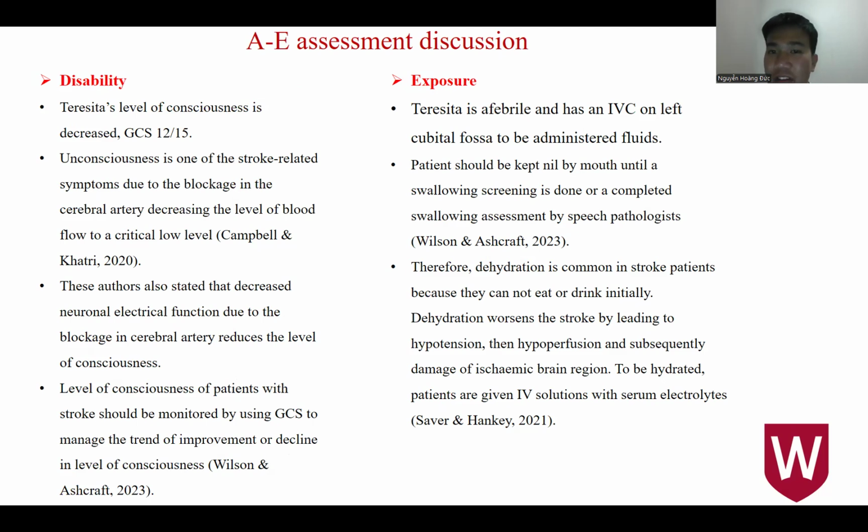Teresa is afebrile and she has an IVC, which is an intravenous cannula, on the left cubital fossa to administer fluids. Patients with stroke should be kept nil by mouth until a swallow screening is done or a completed swallow assessment by a speech pathologist. Therefore, dehydration is common in stroke patients because they cannot eat or drink initially.